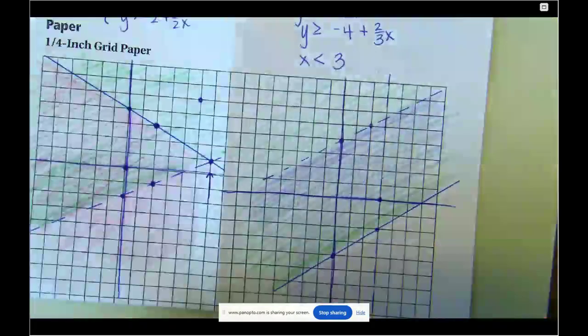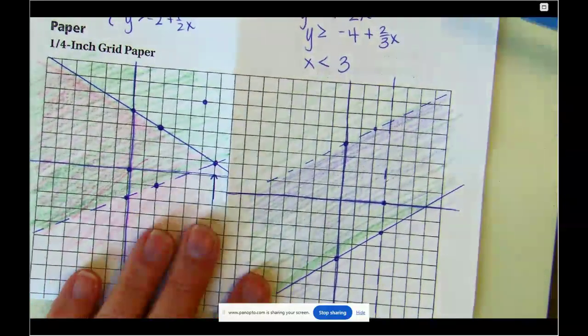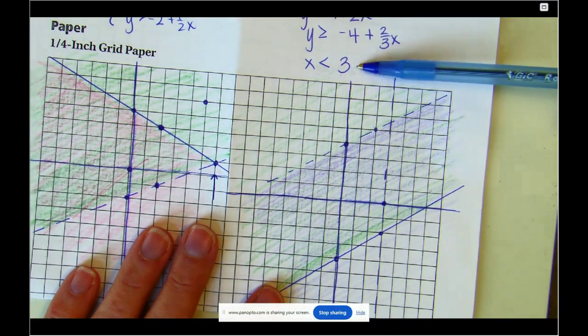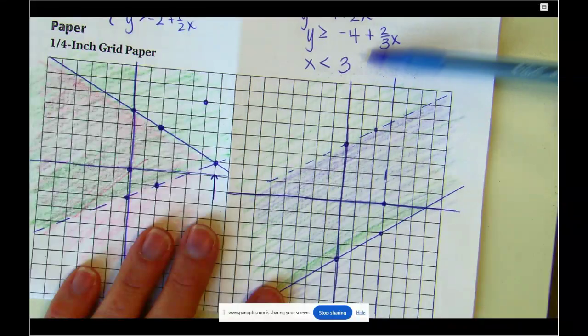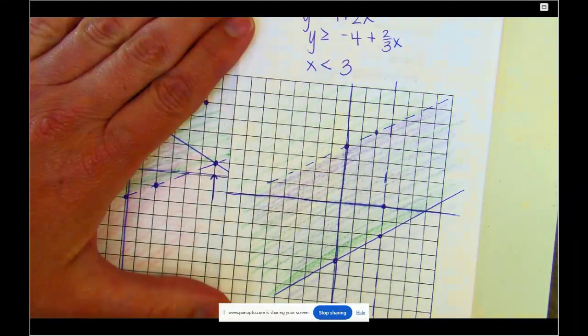Okay. There's our dotted line at 3. We only have right or left. We don't have up or down. So, Adrian, on this one, am I shading right or am I shading left? Very good. So shading left, numbers that are less than 3.